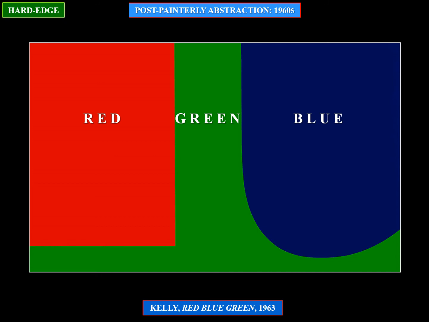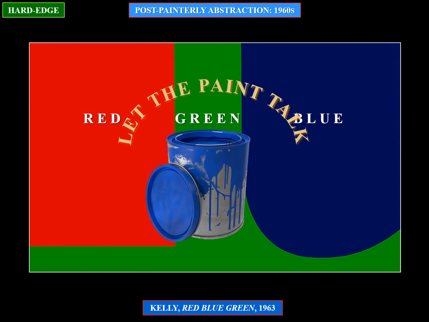In other words, Kelly, and also post-painterly abstraction, is letting the paint do the talking. The paint is simply there, existing as a flat surface on the canvas, and that is the entire subject, and that is all we're supposed to be thinking about, and the artist sort of steps back and allows us to focus on the sheer essence of the painted surface. Red, green, blue.